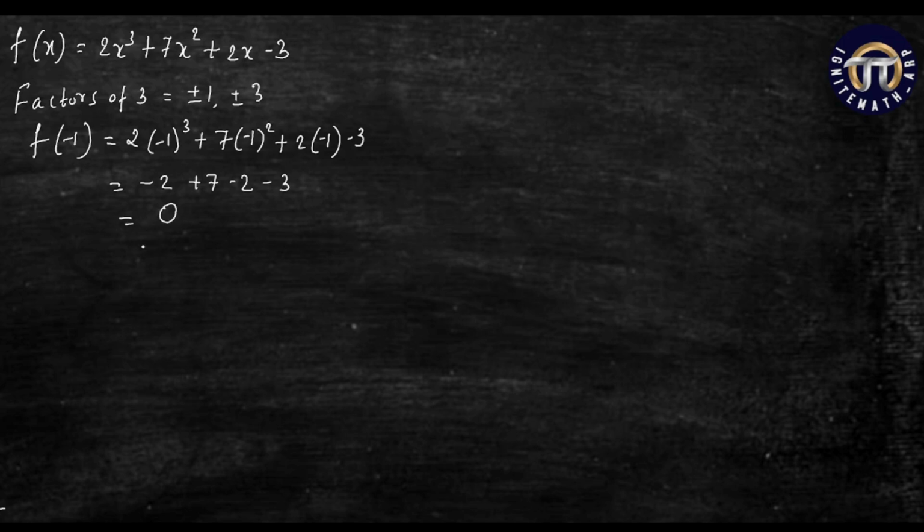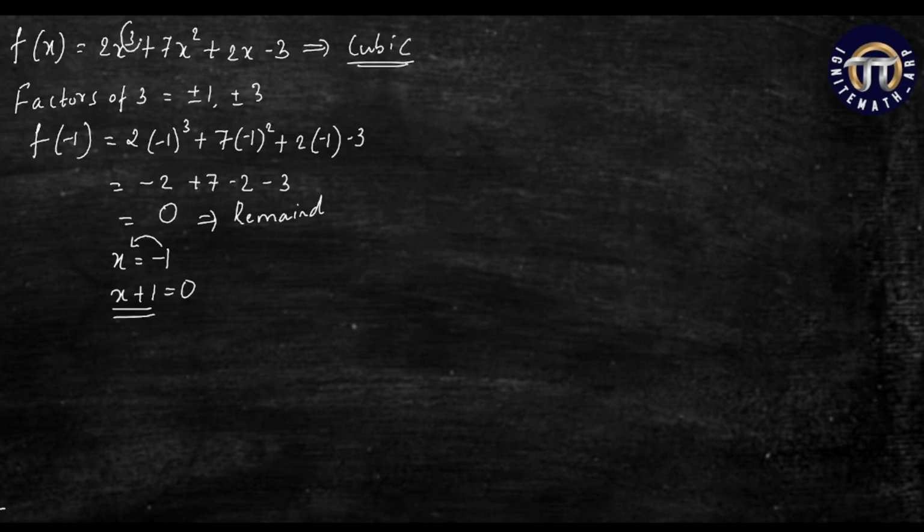So since I am getting the remainder as 0, this is nothing but the remainder over here. I can say it works when x is equal to minus 1. So when I take this minus 1 to this side, x plus 1 is equal to 0. Since the given polynomial is a cubic polynomial. Why am I saying it is a cubic polynomial? Because the degree of the polynomial is 3. So it is a cubic polynomial.